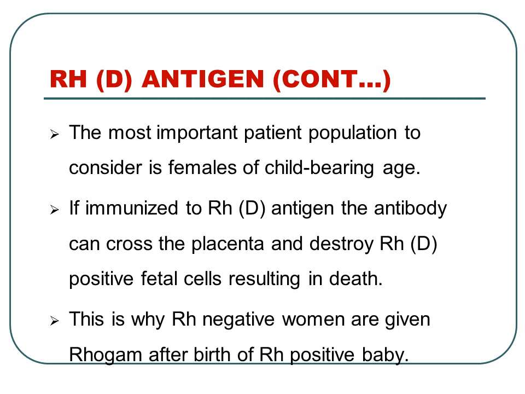The most important population to consider is females of childbearing age. If immunized to Rh D antigen, the antibody can cross the placenta and destroy Rh D positive fetal cells, resulting in death of the fetus. This is why Rh negative women are given RhoGAM after birth of an Rh positive baby.